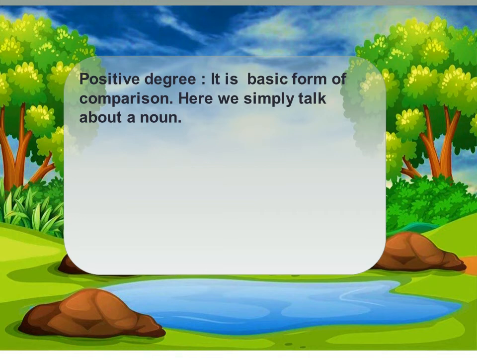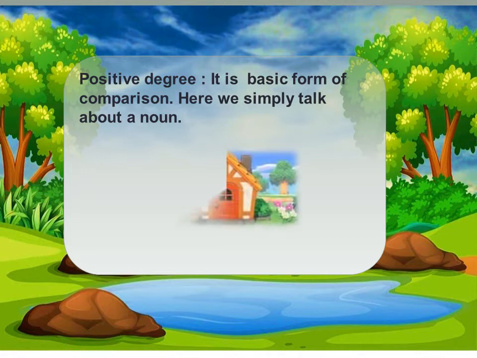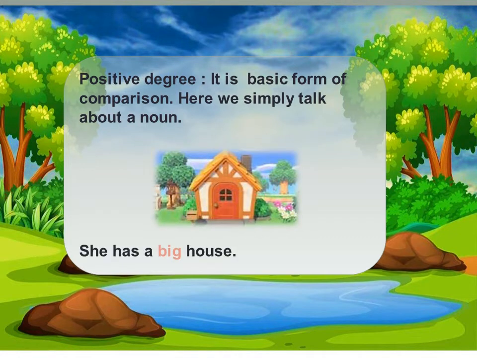Positive degree. It is the basic form of comparison. Here we simply talk about a noun. We are not comparing it with other nouns. For example, she has a big house. So here big is an adjective and we are not comparing it with any other thing.